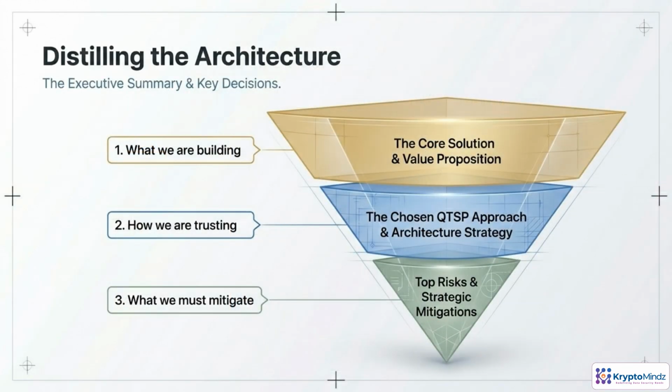Think of the executive summary as a narrative in 3 moves. First, state what you're building. A remote onboarding flow with eIDAS-compliant identity proofing and qualified e-signatures for bank contracts, plus the core value it delivers. Second, explain how trust is achieved, which QTSP model you chose, how it's integrated, and who owns which responsibilities. Third, highlight the critical decisions, trade-offs, and top risks, paired with concise mitigations, so leaders can judge viability quickly.